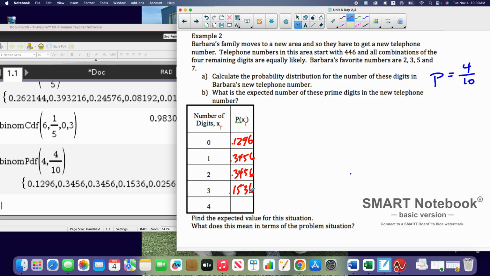0.1536 is 3, and 0.0256 is 4. All right? So had we known about this on Friday, we could have used this to help us create a probability distribution table. Everybody all right with that?